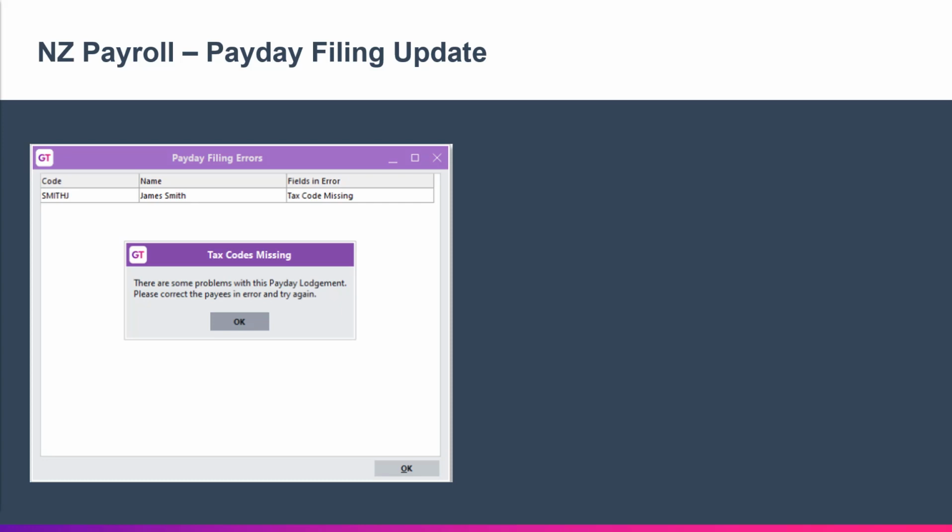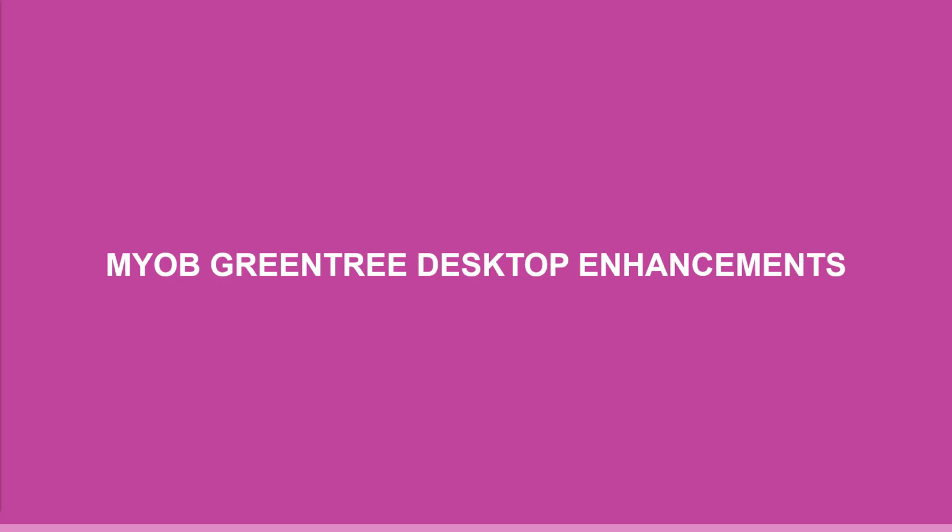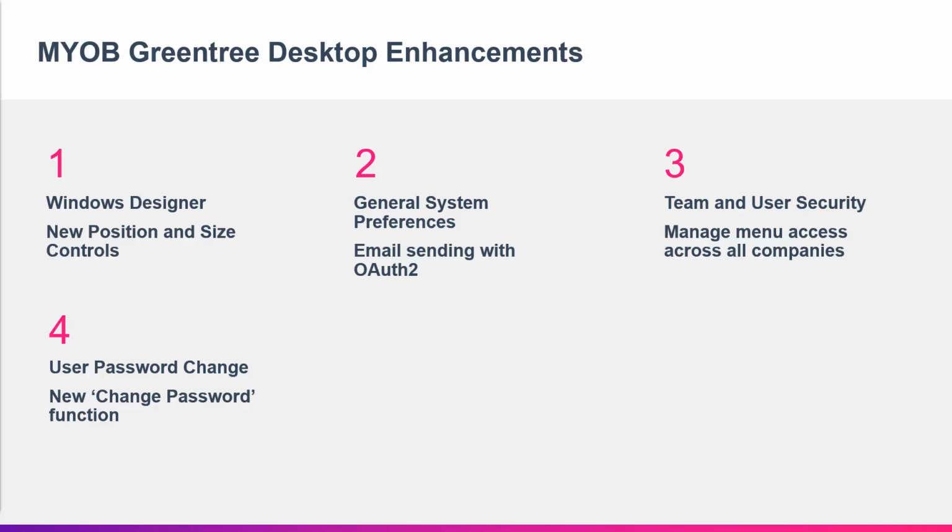To accommodate this, Greentree checks to see if the TED line is included. If this is not found, a new tax code's missing message will display. As part of this update, we have also resolved an issue where ESS employer costs were being included in the total gross earnings amount. Now to look at the MYOB Greentree desktop enhancements.